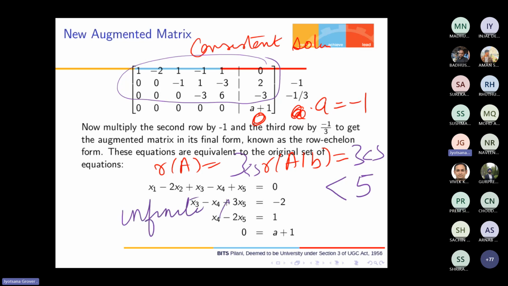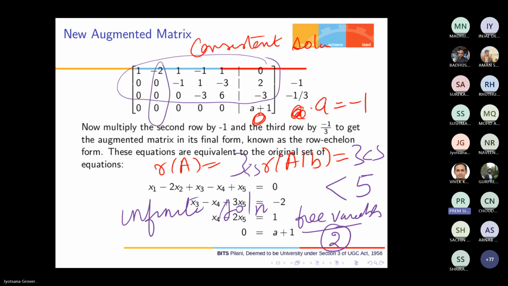What else? How many free variables, how many pivot variables, and what are they? First question: how many free variables? Two free variables. Tell me what the free variables are. X4 and X5. X2 and X5.